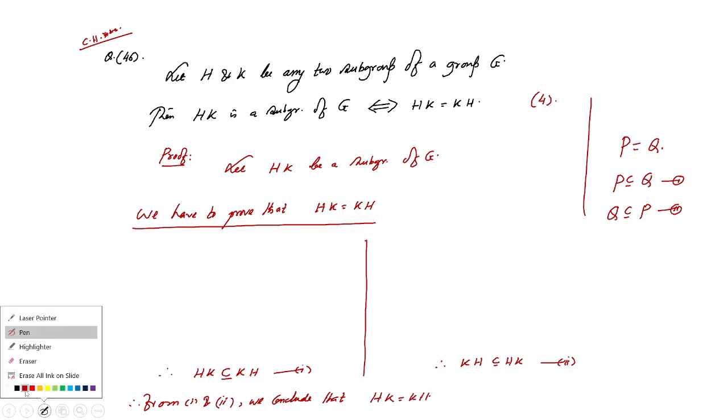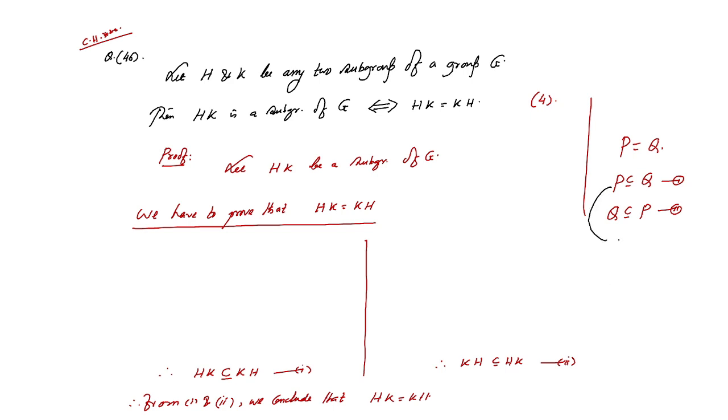Now the question is how we will show P subset of Q. If we show X belongs to P implies X belongs to Q, from that we can write P subset of Q. So here for HK subset of KH, we will let X belongs to HK, and from that we will show X belongs to KH. So X is an element of HK and HK is a subgroup. Since HK is a subgroup, X inverse also belongs to HK.